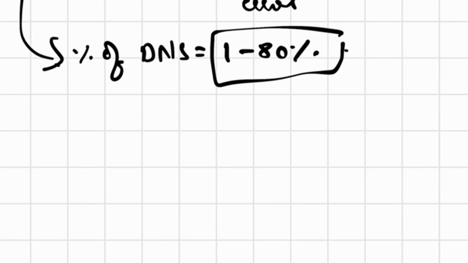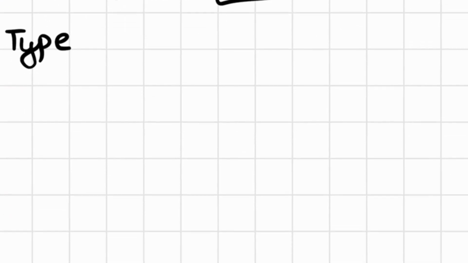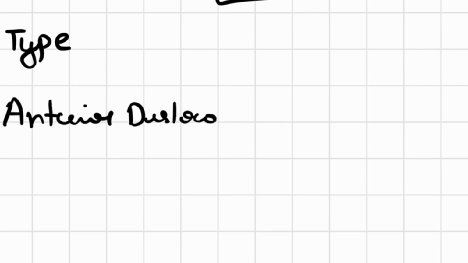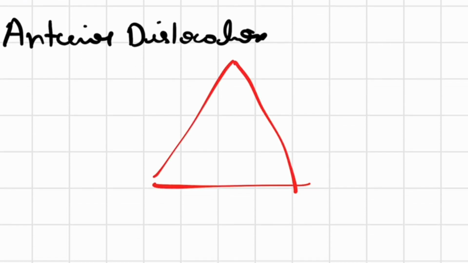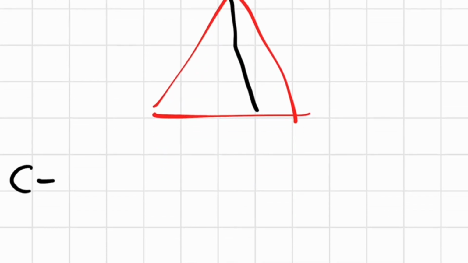Now we shall see about the types of the deviated nasal septum. First one includes anterior dislocation. In this, the nasal septum is deviated to one side of the nasal cavity. Second is C-shaped deformity.